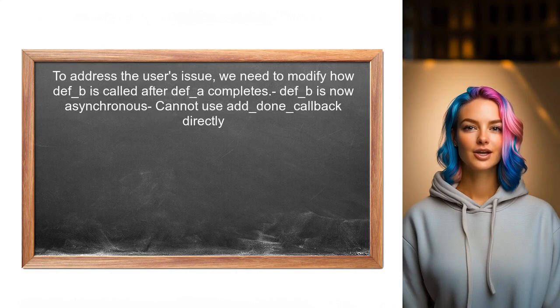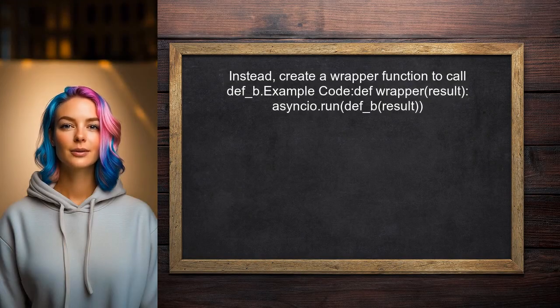To address the user's issue, we need to modify how the asynchronous function defb is called after def completes. Since defb is now asynchronous, we cannot use add done callback directly. Instead, the user can create a wrapper function that will call defb using asyncio.run. This allows us to await the result of defb after def finishes executing.